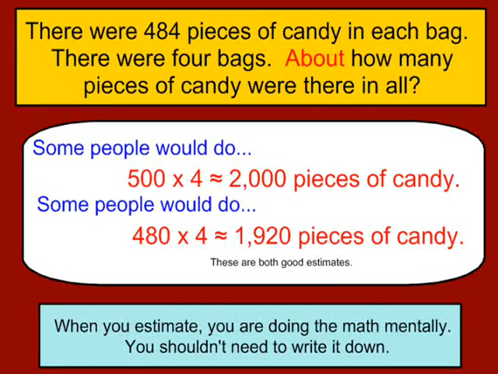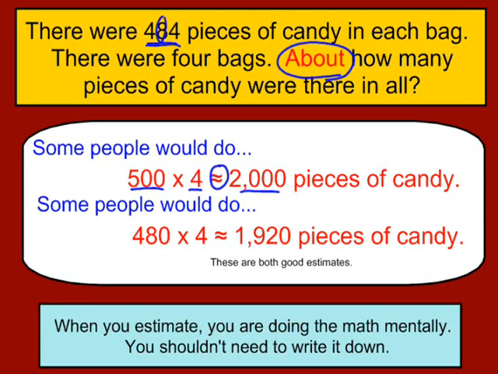Now that word about is very important because that is telling you to estimate your answer. Now some people might take 484 and they might round it to 500 and multiply it times the 4 bags and get about or approximately 2,000 pieces of candy. And that'd be perfectly fine. That's a great estimate.